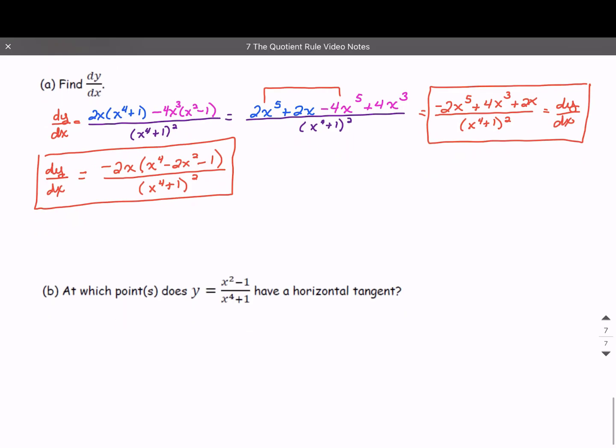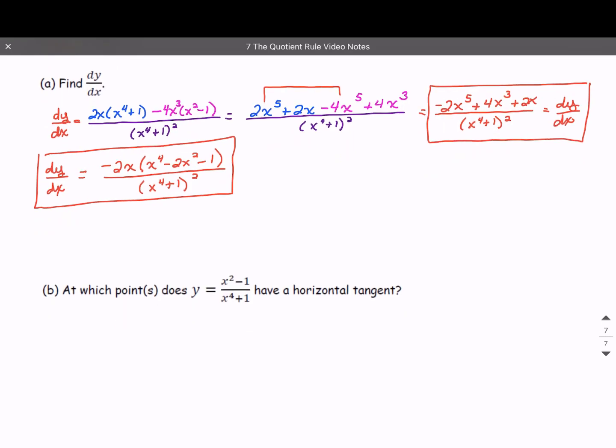Okay, now, why was that important? Because in part B, they're going to ask us, at which point does our function y equals x squared minus 1 over x to the 4th plus 1 have a horizontal tangent? Now, when you think about horizontal lines, right? Horizontal lines have slope that's 0.